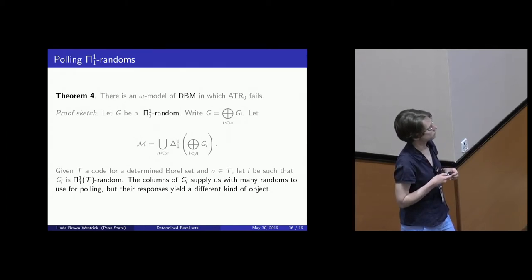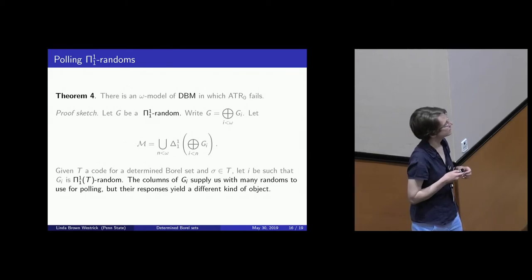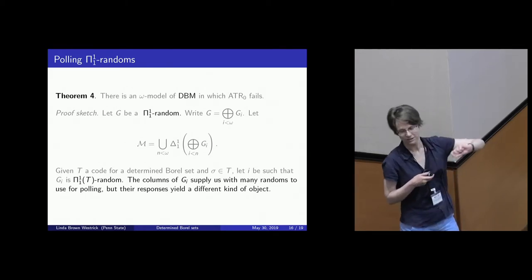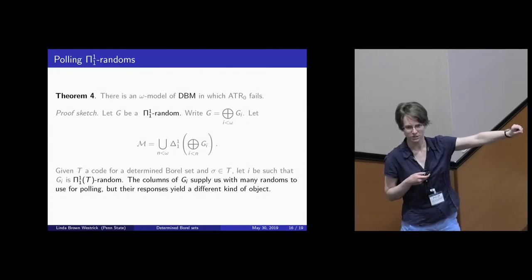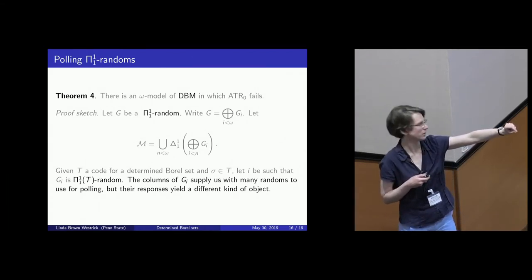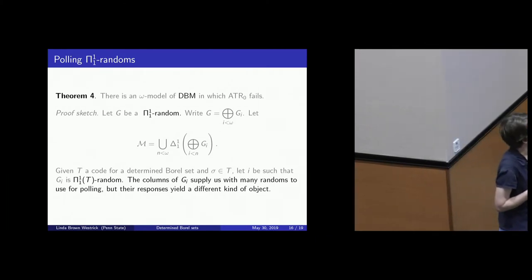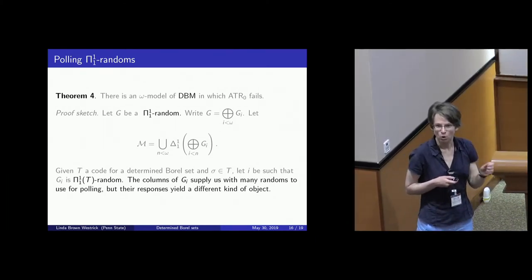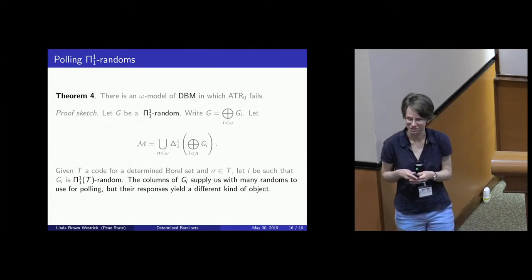Given a code for a determined Borel set and some sigma in it, pick one of these things that's in the model that's way out, past where T was defined, so that it's random relative to T. And now we want to use this in order to pull the set. The first thing that we notice is that we don't get anything quite so nice as what happened in the generic case.